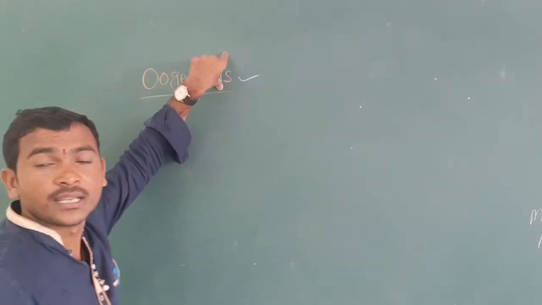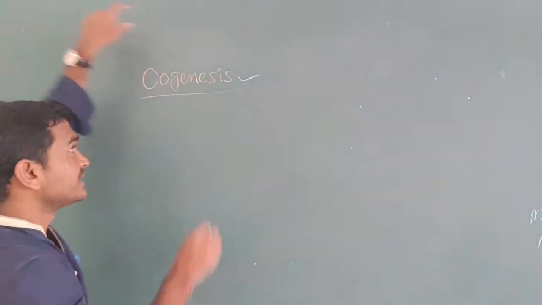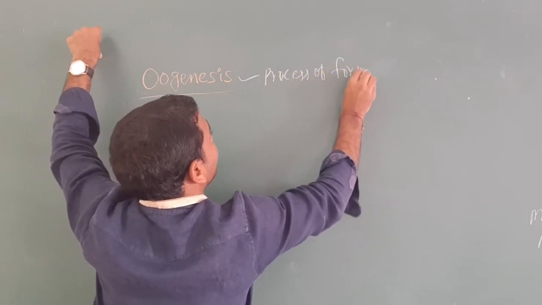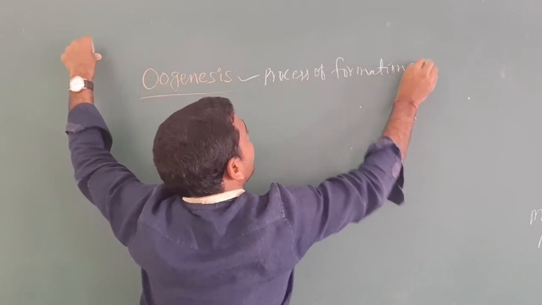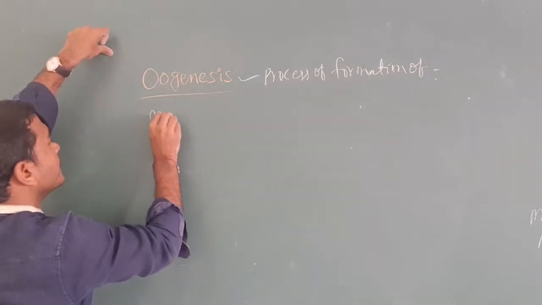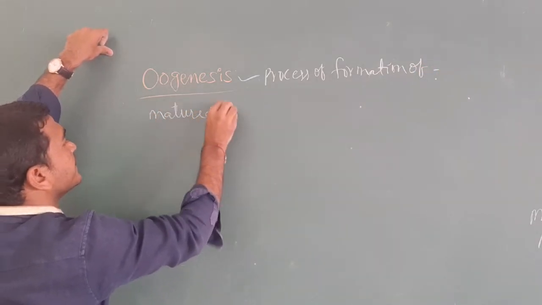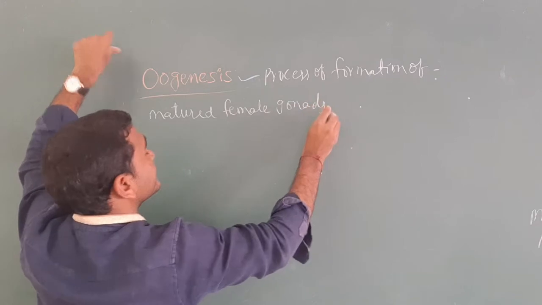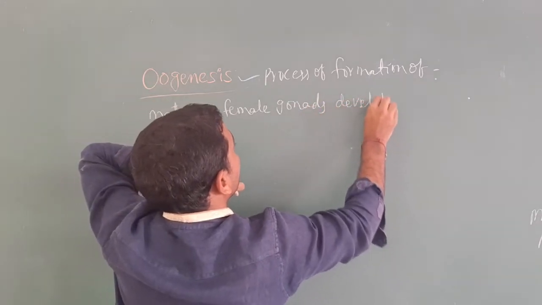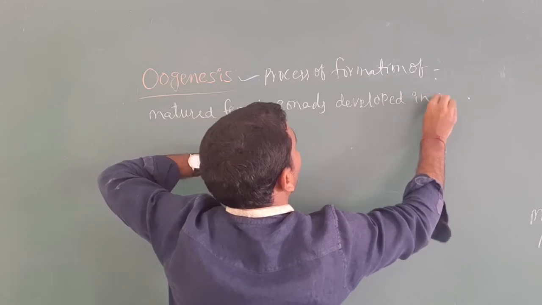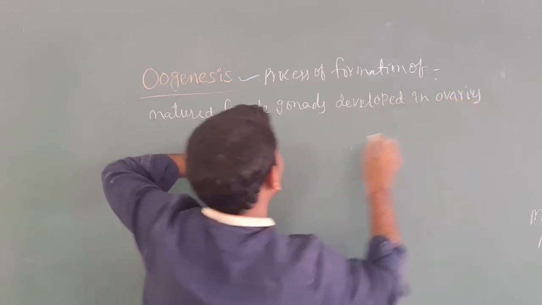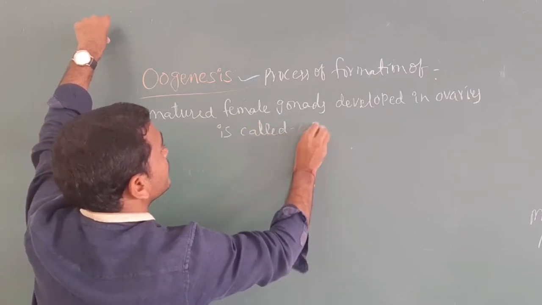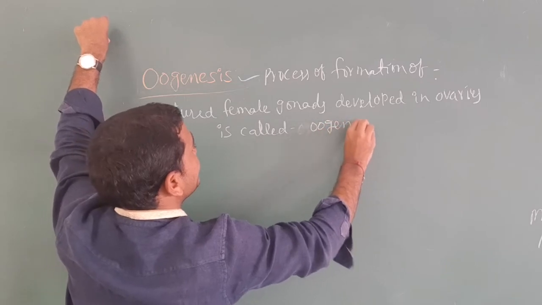The oogenesis, like spermatogenesis. What is oogenesis? The process of formation of matured female gonads developed in ovaries is called oogenesis.